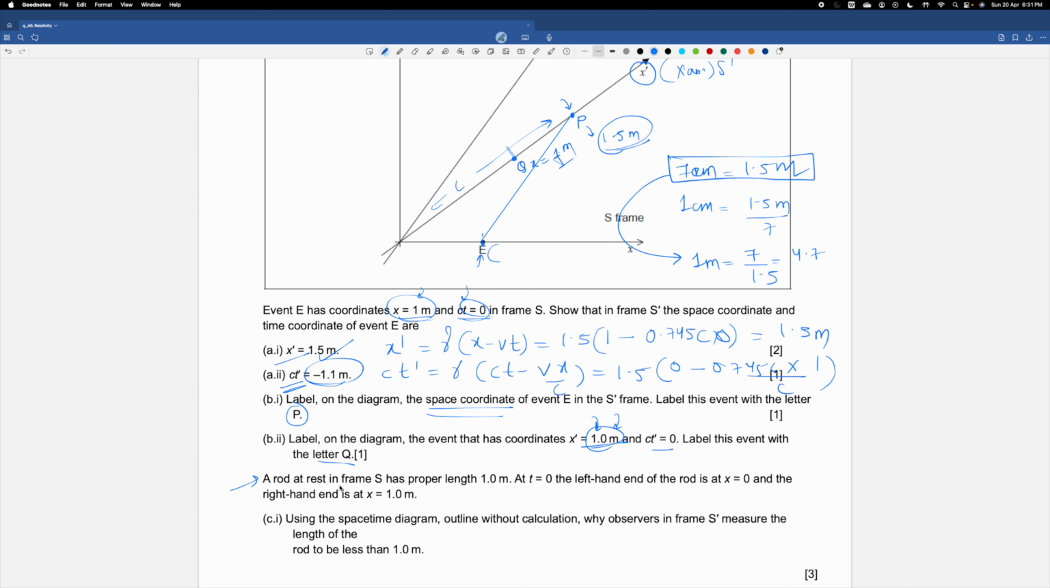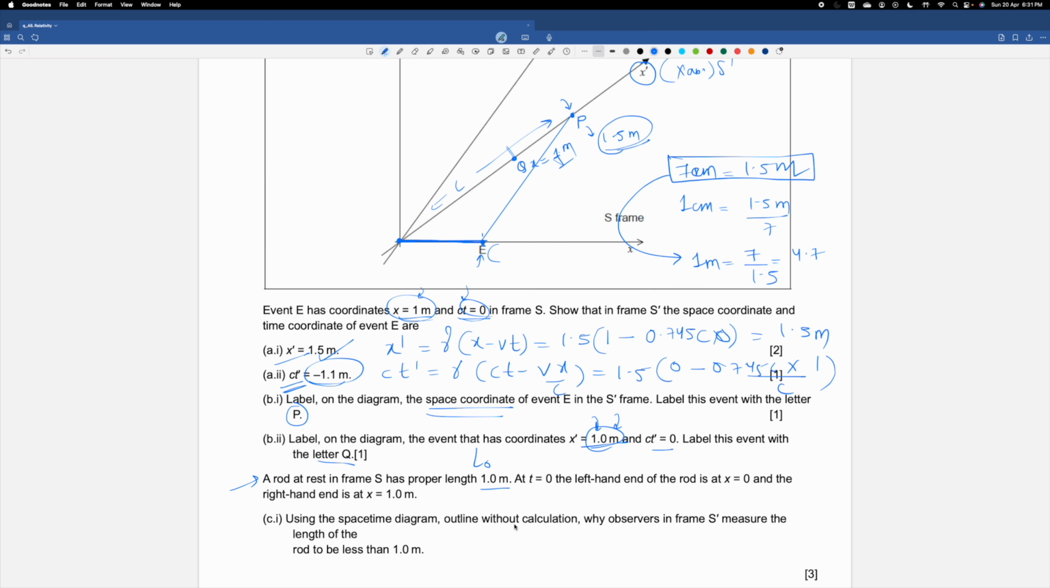Next, a rod at rest in frame S has a proper length L naught of 1 meter. At time t0, the left hand end of the rod is at x equal to 0. So that's the left end of the rod. And the right hand end is at 1 meter. So that's the right end. And that's your rod. The rod is resting on this line.